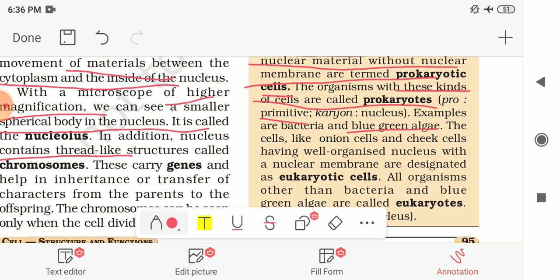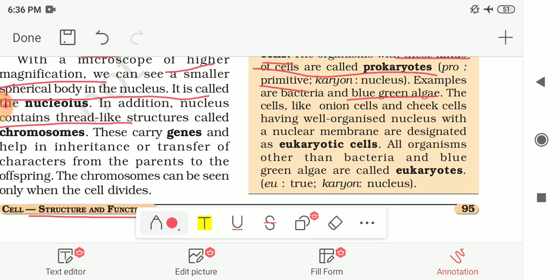The cells like onion cells and cheek cells, which have a well organized nucleus with a nuclear membrane, are called eukaryotic cells. All organisms other than bacteria and blue-green algae are called eukaryotes. Eu means true and karyon means nucleus. So we are known as eukaryotes.